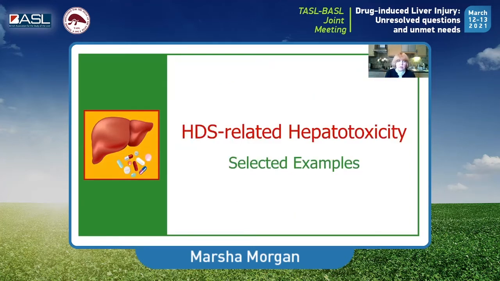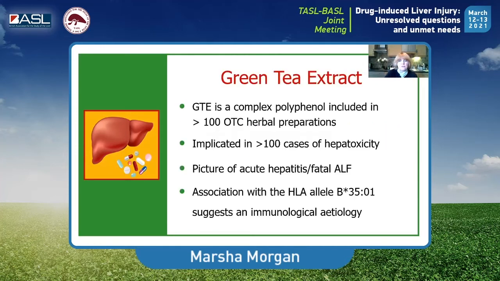Now I just want to round up by giving a couple of selected examples of products where we have much more information about causality and can feel much more secure about ascription. The first of these is green tea extract. Now, this is not the green tea that you all drink and love, but a complex polyphenol extract of green tea. It's included, as far as we know to date, in over 100 OTC herbal preparations and has been implicated in over 100 cases of hepatotoxicity.